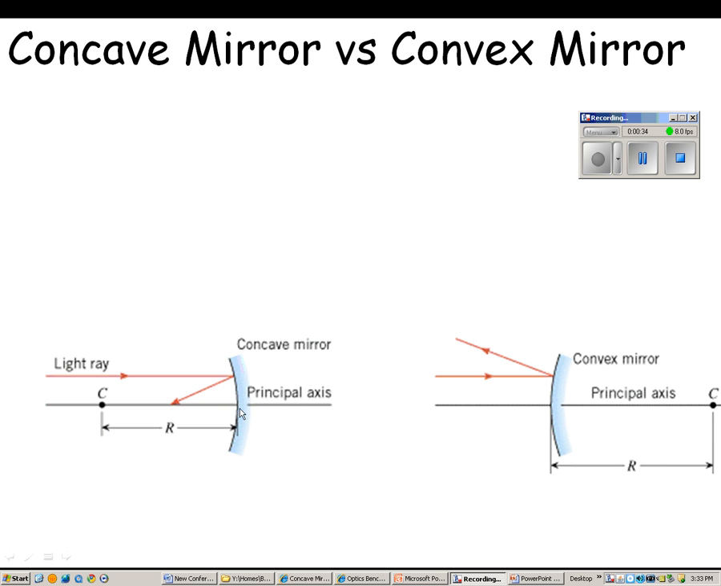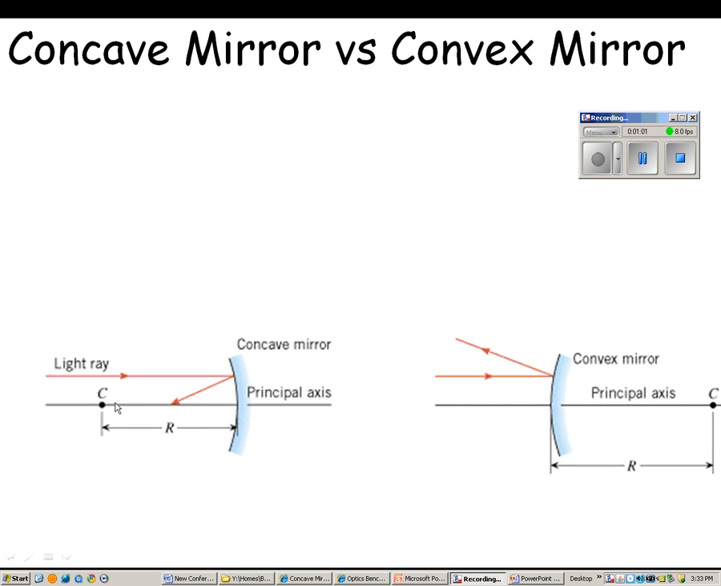You'll see that with the concave mirror, the light ray will come in parallel to the principal axis and reflect down. It actually goes right to the focal point. And here we have a light ray going parallel to the principal axis. It reflects upwards. And actually, if you extend this down, it would go down here to the focal point. It's not marked here. But that focal point is halfway in between the center of curvature and the mirror.